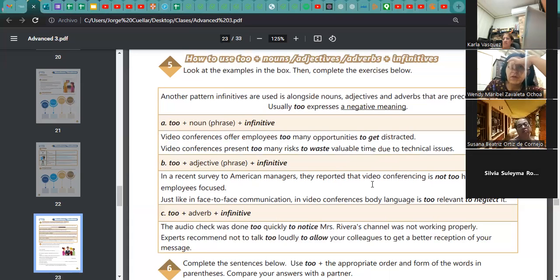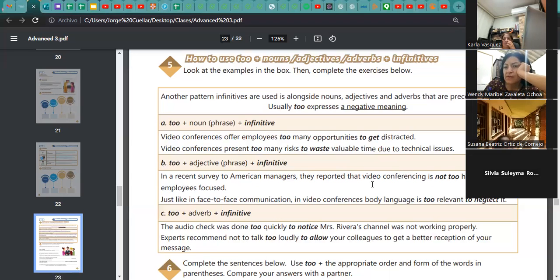this too doesn't express a negative meaning. It's more positive. It's too relevant to neglect it. Yeah, it's too important, right? Yeah, that is true. So it's not always going to be negative.